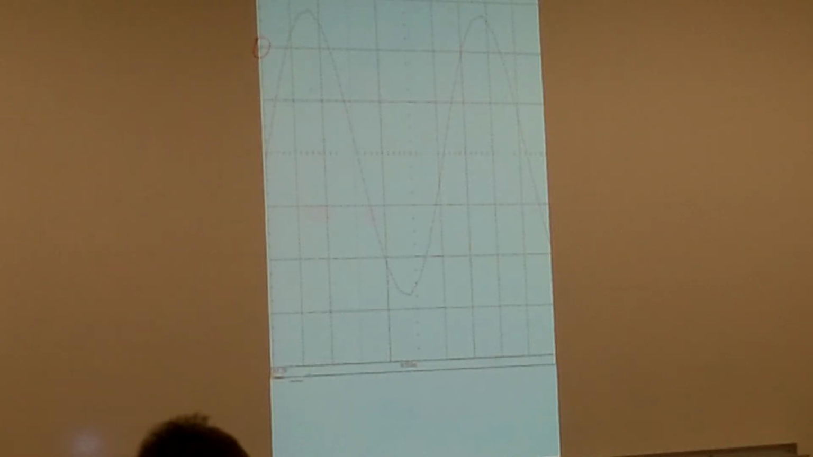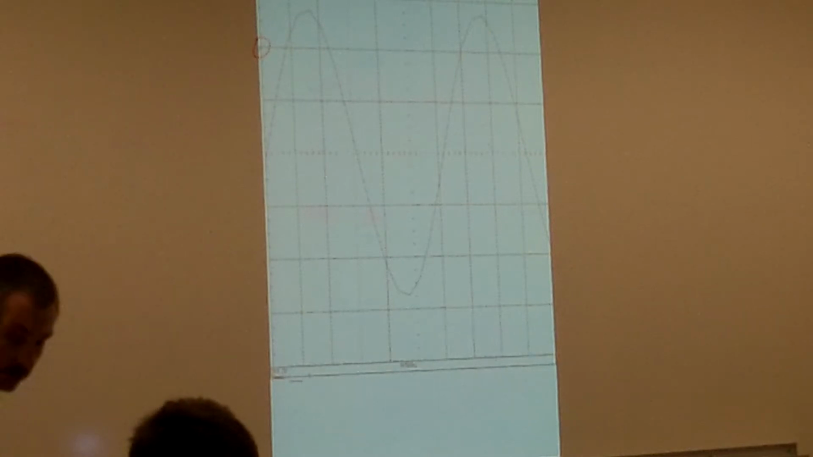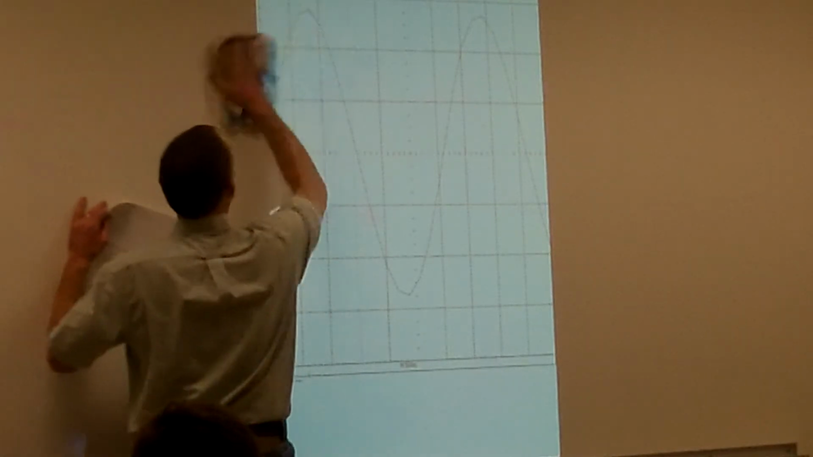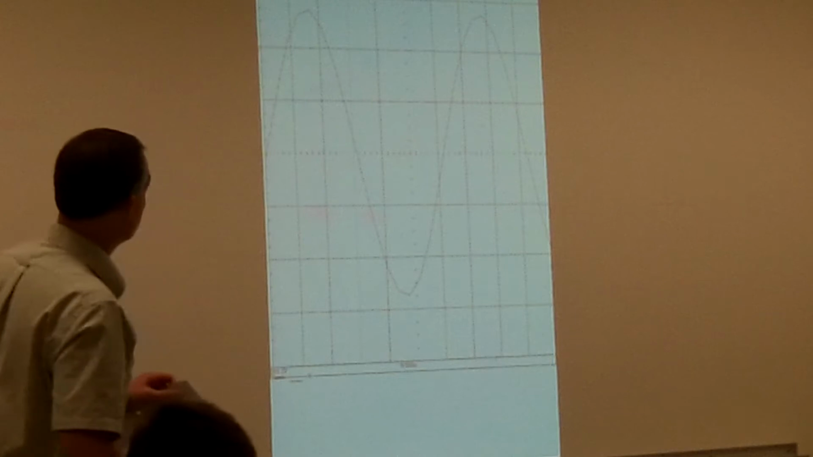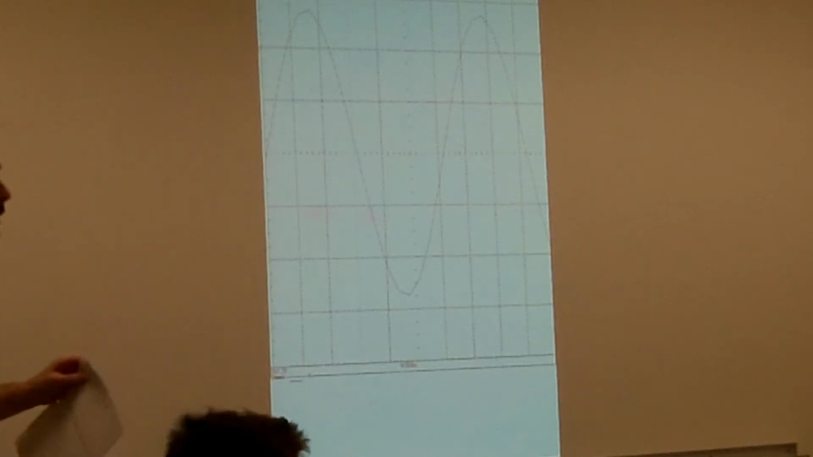So the first question it asks for is, what's the wave shape? Sine. Yeah. Or what's another name for a sine wave there, Jake?